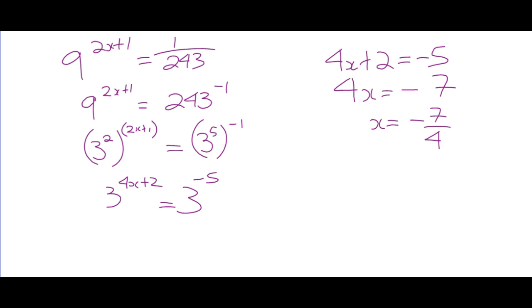Okay, keep going. 2 to the 9x is equal to 8. Okay, what do we have to do? We have to change what to what? So 8 has to become 2 to the 3, right? 2 cubed. Then what do we say?